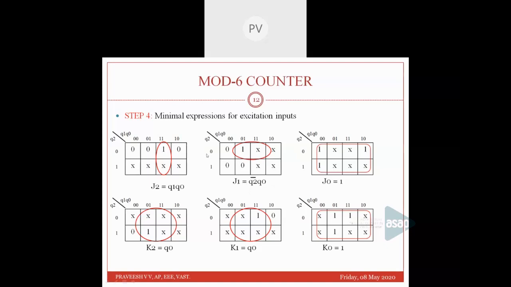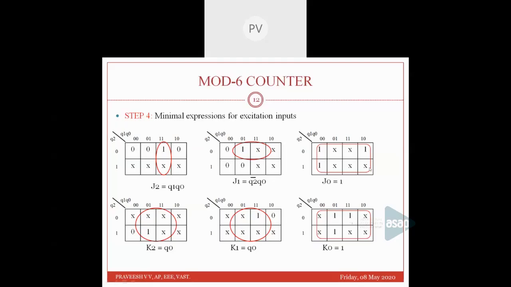Then coming to J1, I am having a group like this. Here Q2 but 0, Q2 complement, then Q0, Q2 complement Q0. So I will get J1 as Q2 complement Q0. K1, which is similar to K2, I will obtain it as Q0 because only one is constant, so Q0. And then in this case I can group all of them as ones because all the don't cares I am considering as 1. So I will get J0 equal to 1.